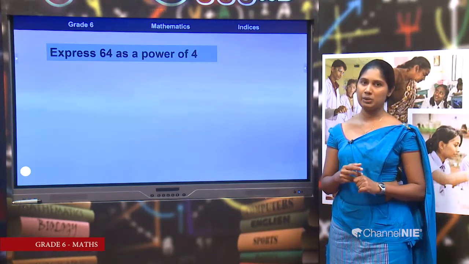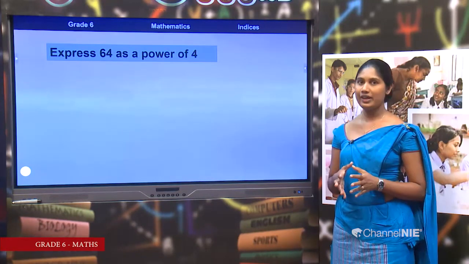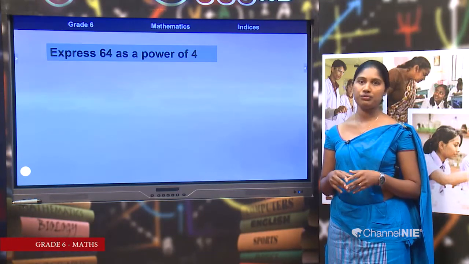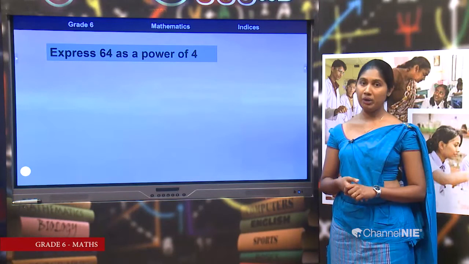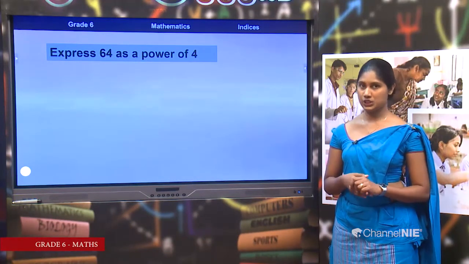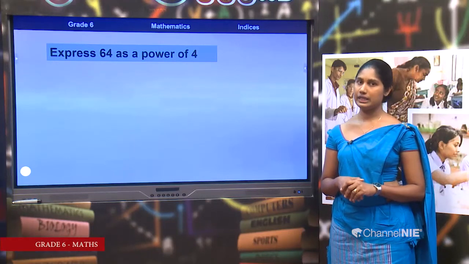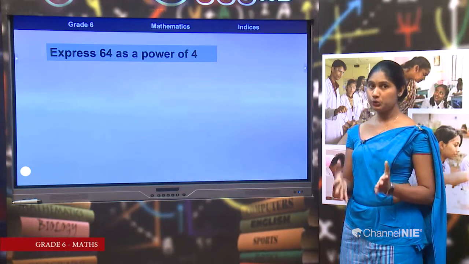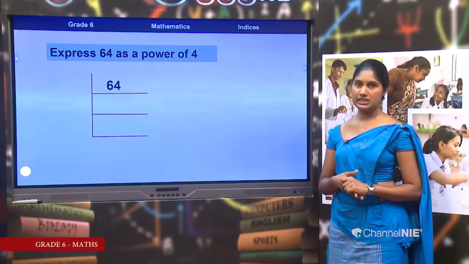Here, what is the number? 64 as a product. Here, express 64 as a power of 4. We have to write 64 as a power of 4. Here, we have to divide 64 by 4 again and again until 1 comes. We'll see how to do it. You also do it with me. Okay, how to do this?